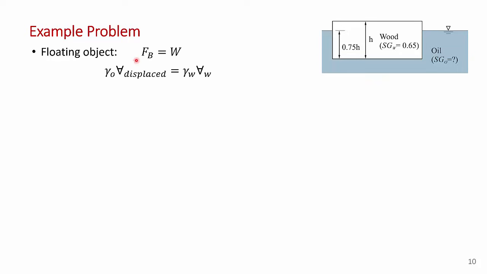And so we have the buoyancy force equals the weight for a floating object. The buoyancy force, using Archimedes' principle, is the gamma of oil, which is kind of what we're after. We're after the density of the oil to get the specific gravity, times the volume displaced, equals the specific weight of the wood times the volume of the wood. That's just the weight of the wood.